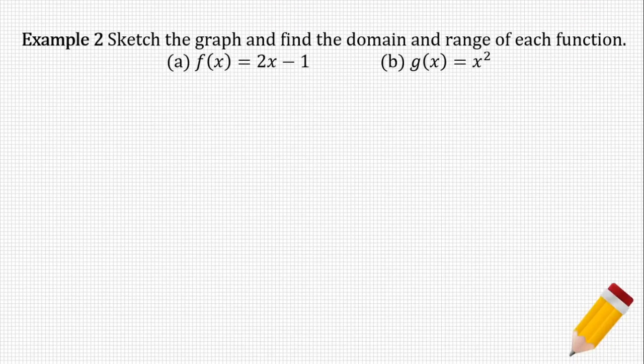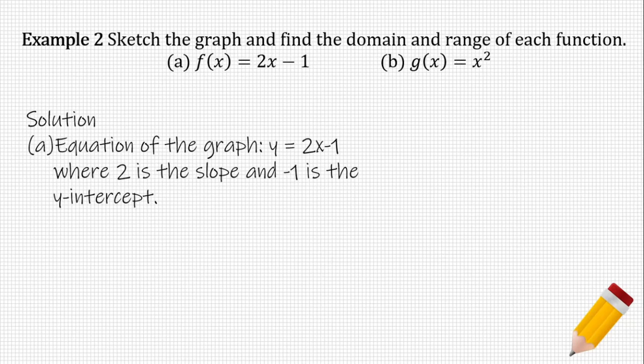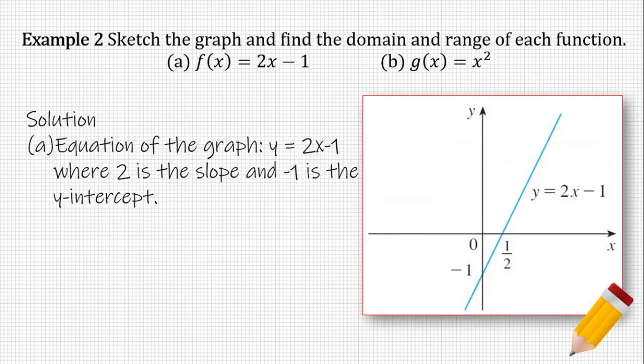Example 2. Sketch the graph and find the domain and range of each function. A. f of x is equal to 2x minus 1. B. g of x is equal to x squared. Solution. For A, the equation of the graph is y equal to 2x minus 1, and we recognize this as being the equation of a line with slope 2 and y-intercept negative 1. Recall the slope-intercept form of the equation of a line, which is y equal to mx plus b. This enables us to sketch a portion of the graph of f.